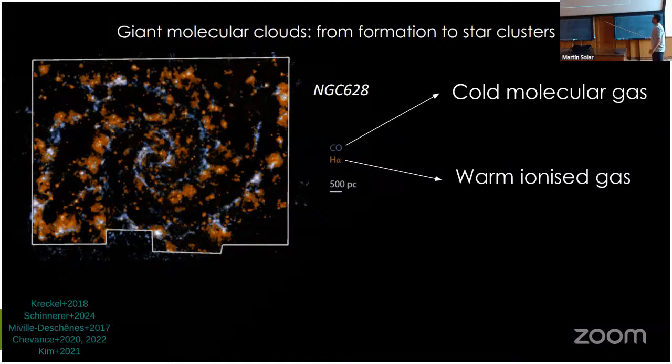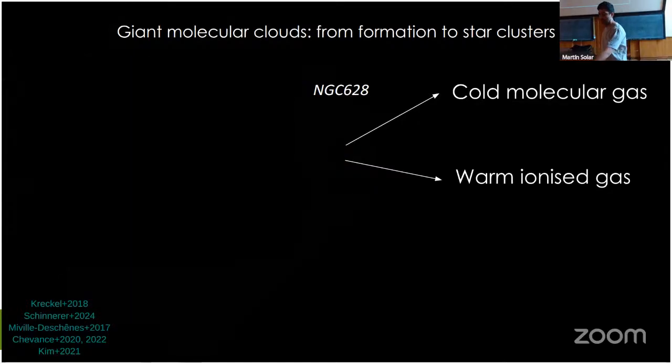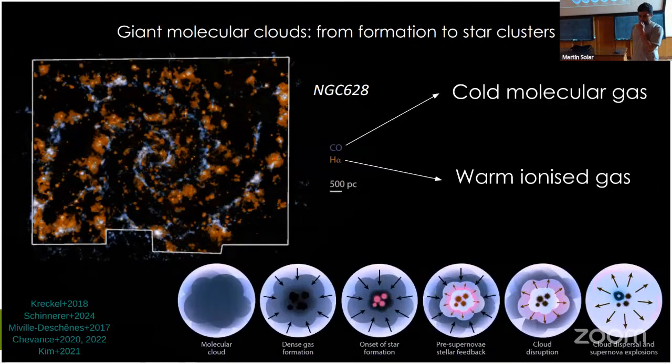We can say that on average, statistically speaking, these two regions are overlapping. This is also known as the Kennicutt-Schmidt law at giant molecular cloud scales. I will go into that later. But here we have a cartoon representation of a giant molecular cloud. And something that I really want to highlight is that this giant molecular cloud has typical sizes of 100 parsecs.